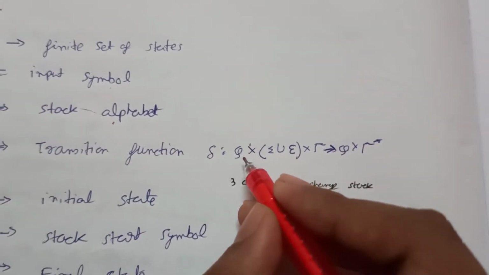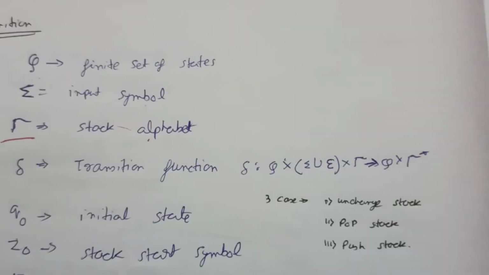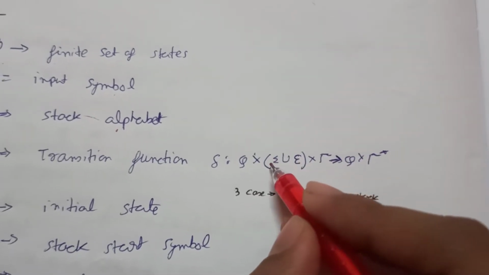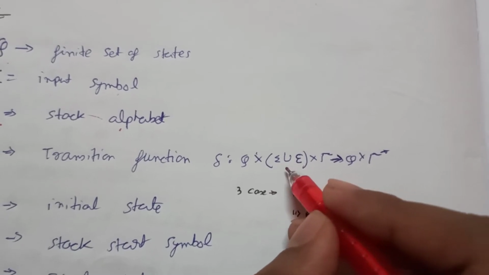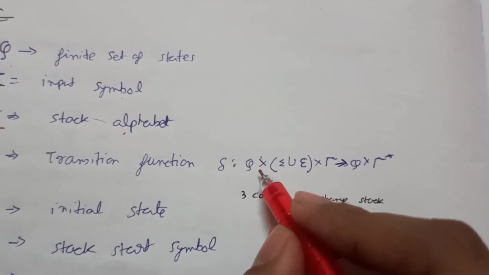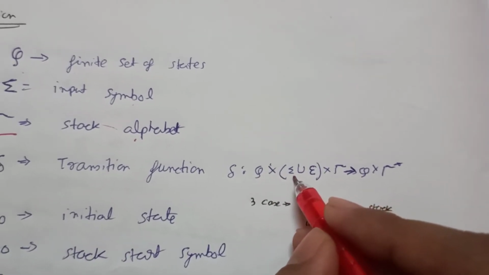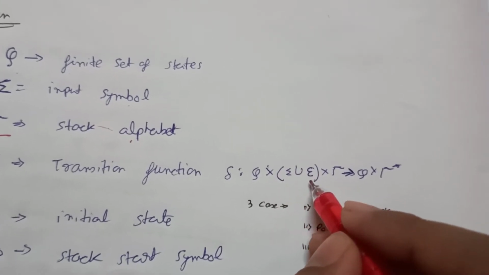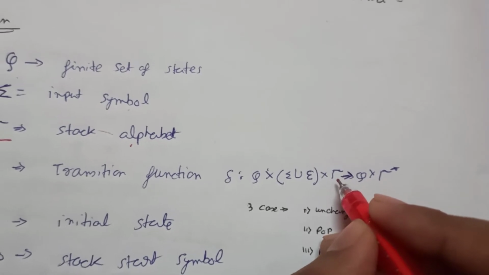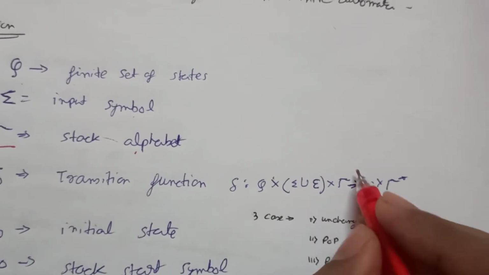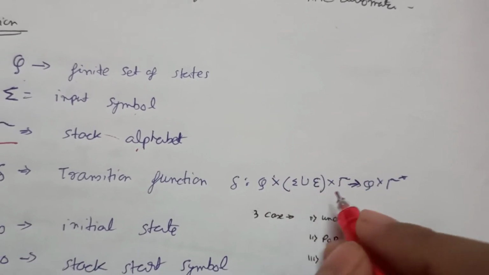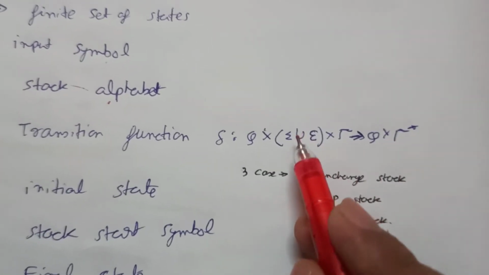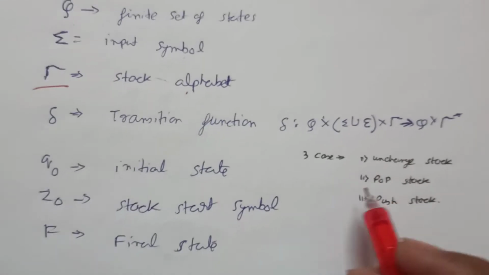Okay, so Q is our set of states, and this is our input symbol along with null, so there can be any input symbol or null, and the tau, that is the stack alphabet. So these three things together determine our next state. There are three cases possible for the transition function. I am coming to that later.